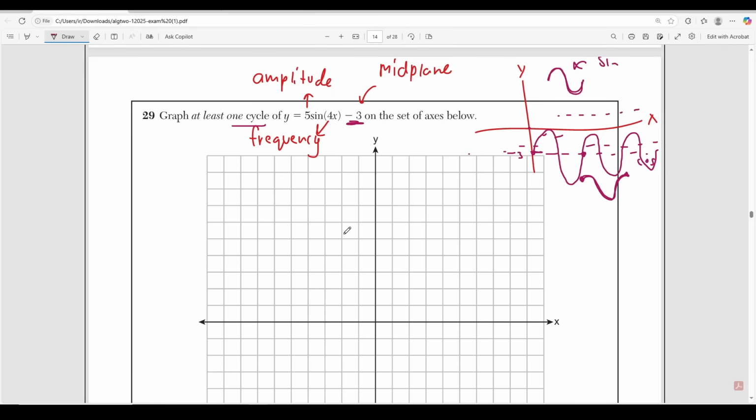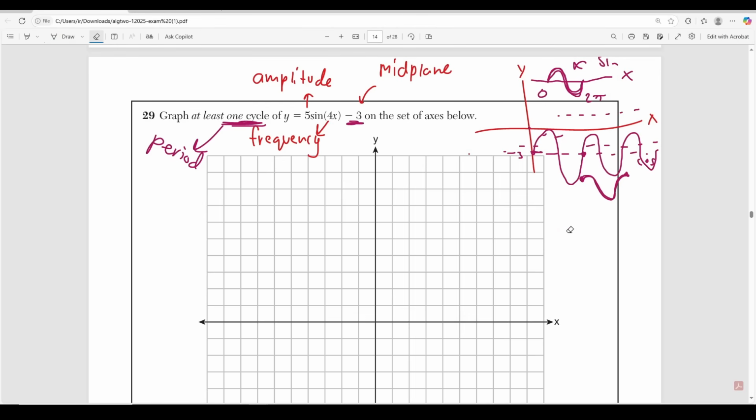So the last thing I want to talk about is frequency. Frequency is how many cycles per a certain distance. When you graph one cycle, the period is the distance that you have to cover to run one cycle of your wave. So for example, if this was the x-axis and this was 0 and this was like 2 pi, your period here would be 2 pi, because that's the distance that your wave has to cover to complete one full cycle. And we also know that whenever you have a period, the period is equal to 2 pi over the frequency.